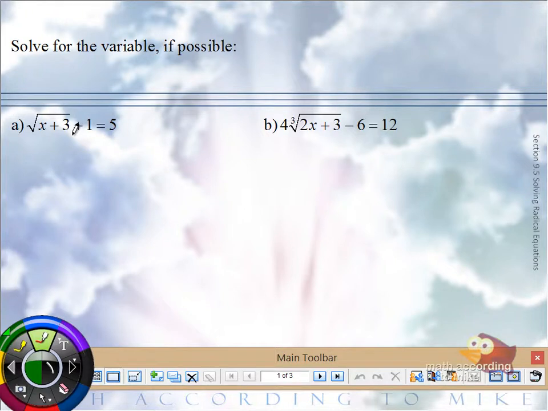We're currently adding 1 to the square root. How do we isolate the square root here? Subtract 1. So subtracting 1 from both sides, I get the square root of x plus 3 equals 4. Step 2, since we isolated a square root, to undo that, we're going to square both sides.